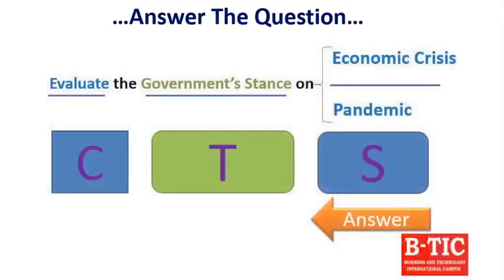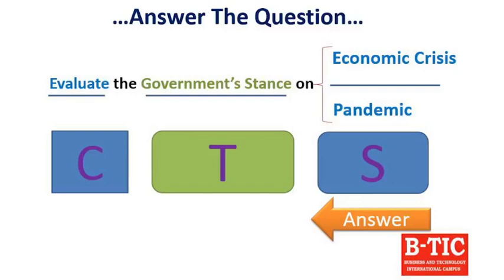Any question you get, you have to break into these three magical pieces with meaning, so we can approach the answer. Now let me take another question to analyze this further. Evaluate the government's stance on economic crisis. If you compare the question before and after, the only difference is the scope word. Earlier the question was about the COVID pandemic. Now it is about the economic crisis. So your scope is the economic crisis, not the pandemic.